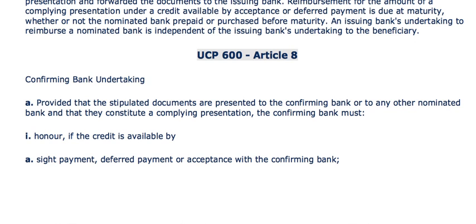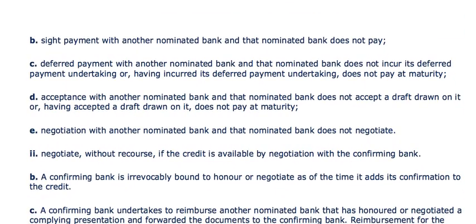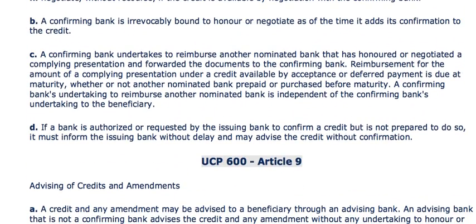So it states confirming bank undertaking, provided that the stipulated documents are presented to the confirming bank or to any other nominated bank, and that they constitute a complying presentation, the confirming bank must honor if the credit is available by sight payment, deferred payment, or acceptance by the confirming bank. So it is all about the duties of the confirming bank.